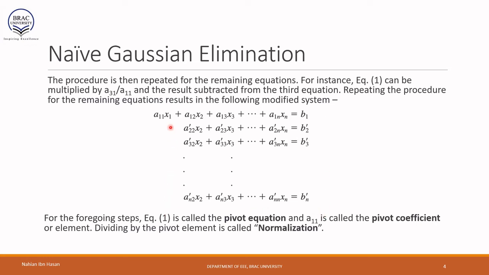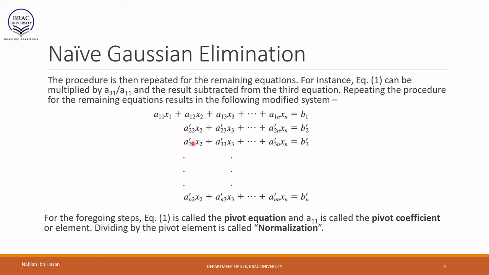Look at this, all the first terms have vanished. That means we have just vanished the first terms below the principal diagonal. Similarly, we will have to vanish these terms, that means a32 prime to an2 prime. These terms will have to be vanished as well to get closer to the upper triangular matrix.